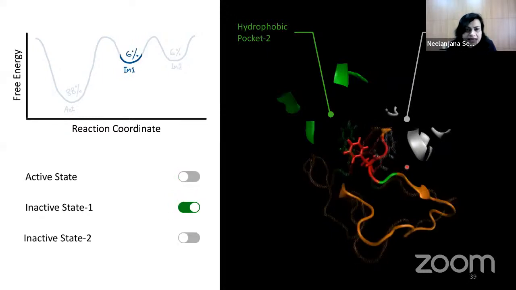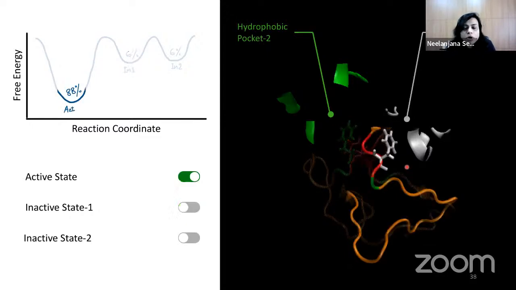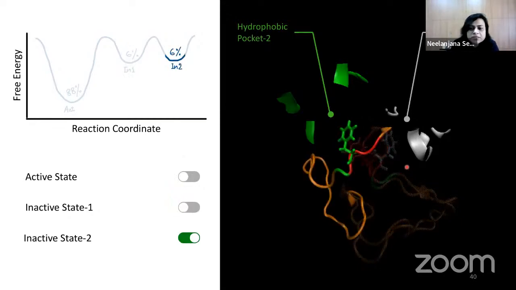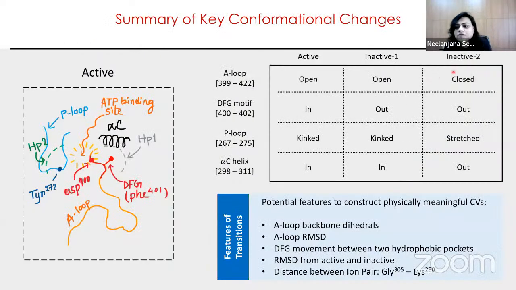I'm going over this again. Essentially, the one clear signature of the transition from the active to the inactive state is the flip of this phenylalanine. We are showing the flips here. This is a summary of the key differences between the active and the inactive states. The A loop is open, the P loop goes from a kinked to a stretched form, and the DFG motif goes from the in to the out form.